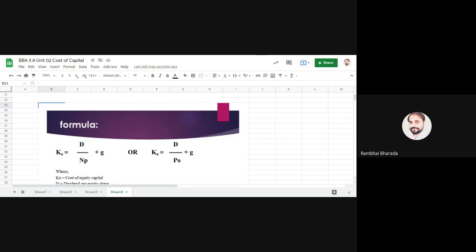So is it clear? Yes. G means growth. Okay. Or else, in some cases, if the issue price is not given to you, but the market price is given to you, in that case we use P0. Okay, P0 stands for current market price. So, are you ready for the practical question? Yes. Tell me the formula once, what is the formula?